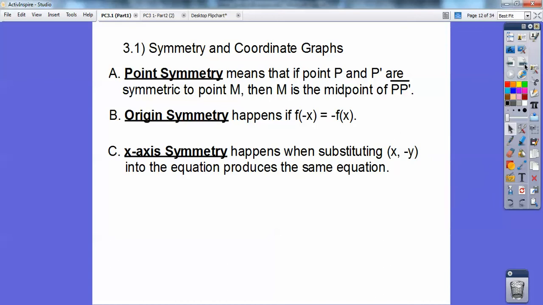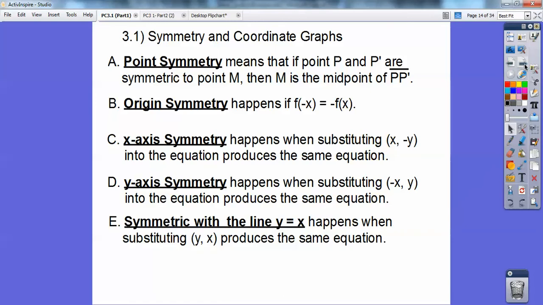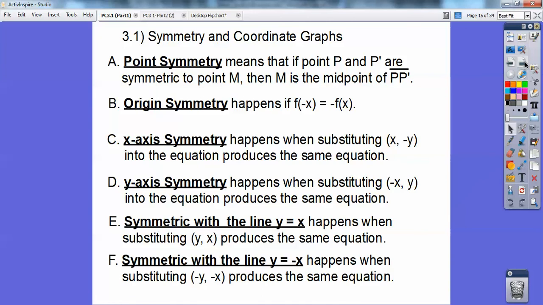X-axis symmetry is when you substitute in x comma negative y and you get the same equation. Y-axis symmetry is when you substitute in negative x comma y and you get the same equation. Symmetric with respect to the line y equals x, that's when you substitute in y for x and x for y into the equation, and if it produces the same equation, then it is symmetric to y equals x, sorry. Y equals negative x, I just substitute in negative y for x and negative x for y, and if you get the same equation, then it's symmetric to y equals negative x.